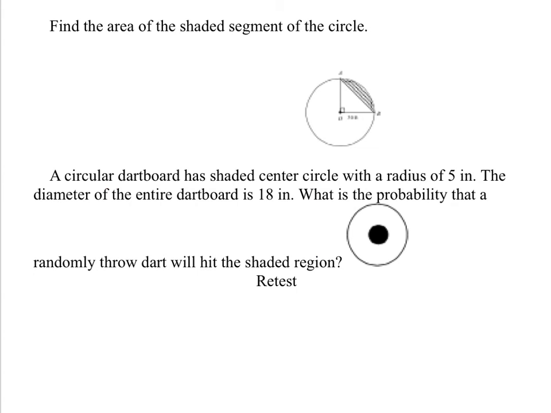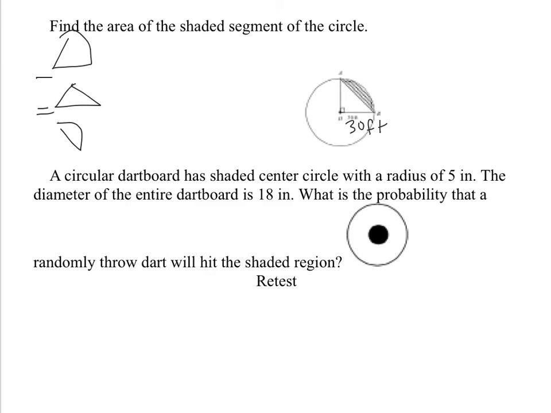Last one's finding the area of the shaded region. Kind of hard to see in mine, but maybe you can see it on yours. This one's 30 feet. So I'm going to draw my picture of my sector. I'm going to draw my picture of my triangle. And I'm going to draw the picture of the segment. Because remember, it's the sector minus the triangle equals my segment.